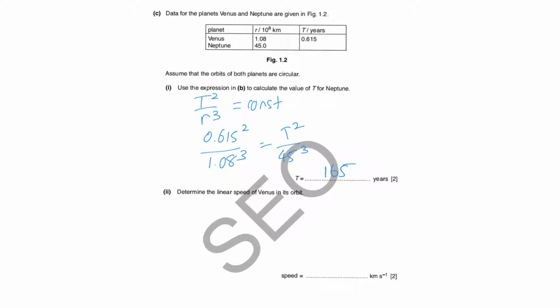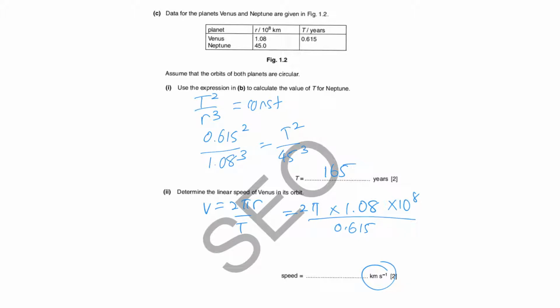Then after that, to find the linear speed of Venus in its orbit, since you already know the radius and the period, you can use the standard formula v equals to 2 pi r over period. So the radius, substitute, which is 1.08. Now this is in kilometer per second, so you have to put the 10 to the power 8 there, but you don't have to change to meter. And the period, if you remember, is 0.615 years, which you have to convert to seconds.